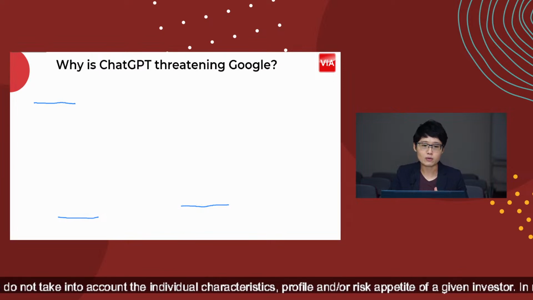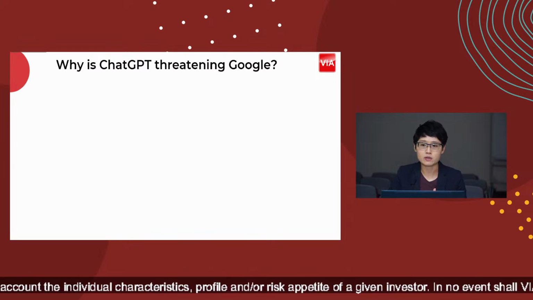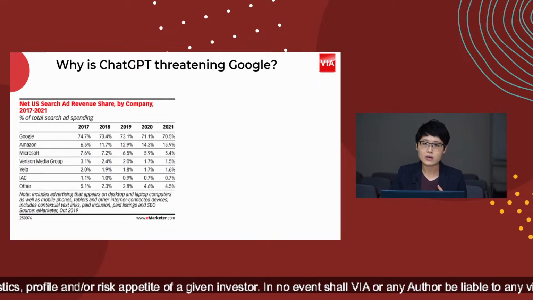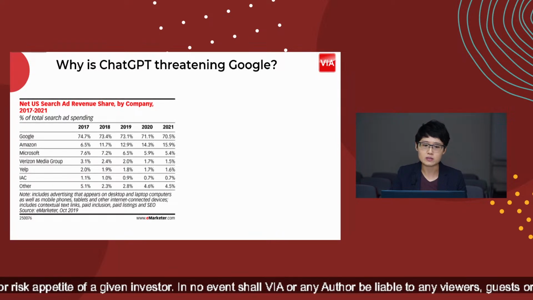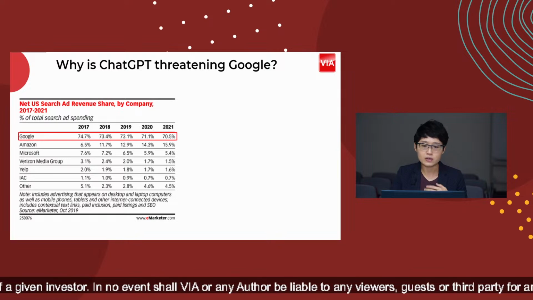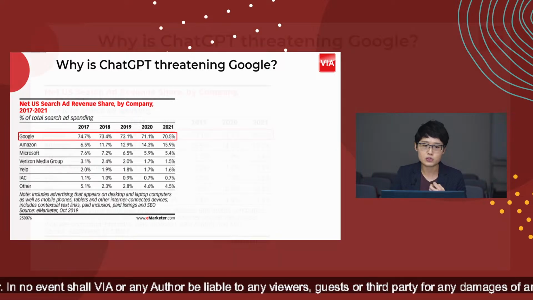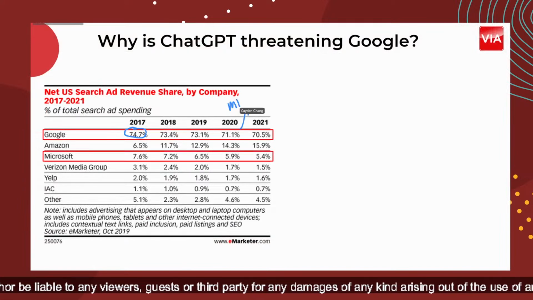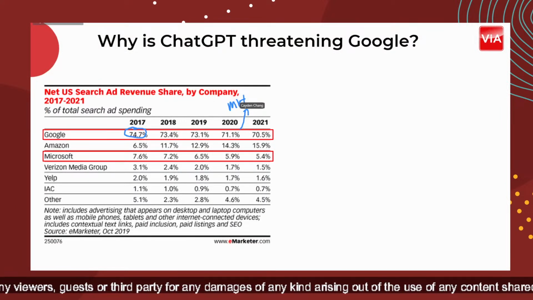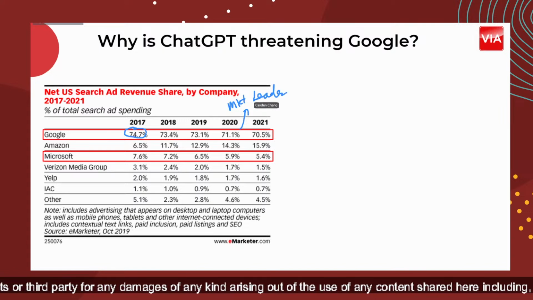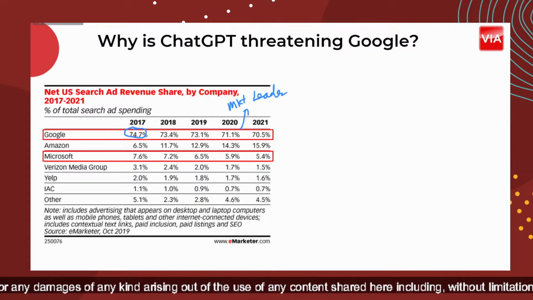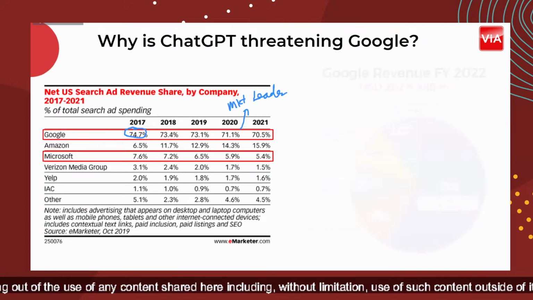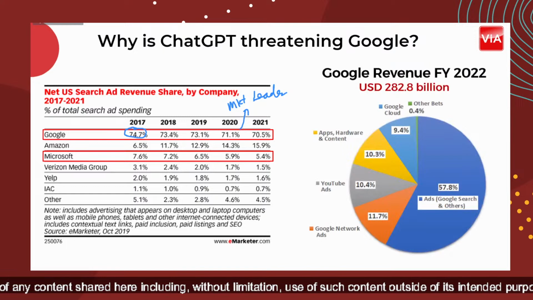And now we'll find out why ChatGPT is threatening Google. Let's look at the search advertisement revenue in the US. Google is actually taking the lion's share of this search advertisement revenue. When we look at Microsoft, it's a lot less compared to Google. And year on year, we can see that it is actually dropping, which is not really good news for Microsoft. But then with ChatGPT, maybe it will increase.